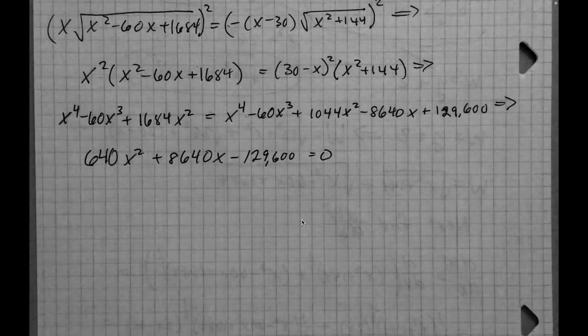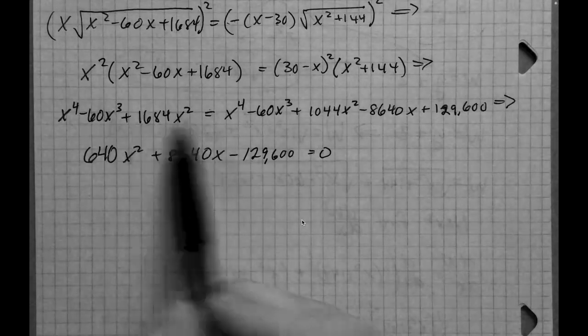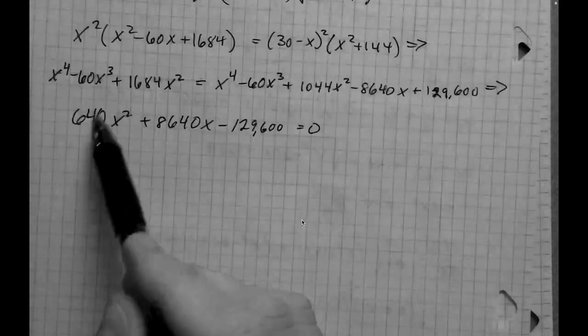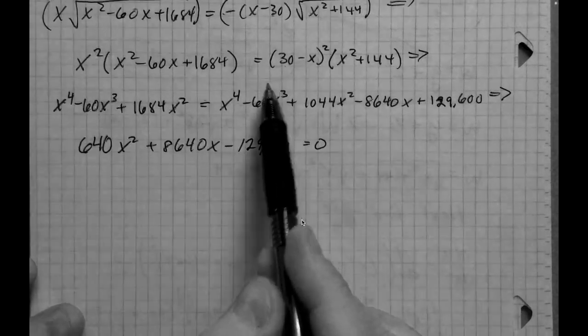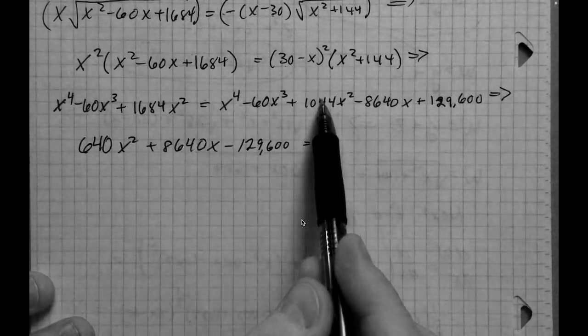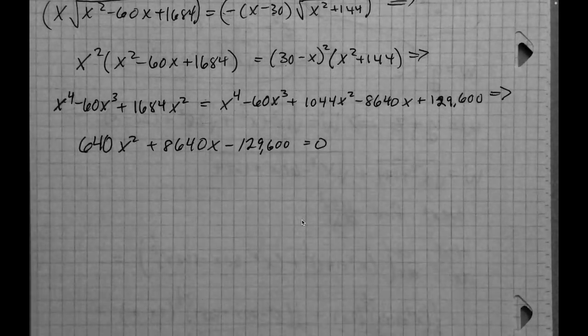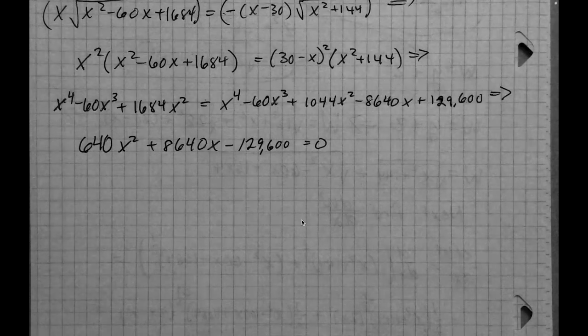I mean, you can see this is just algebra, right? You're just combining like terms. The x to the fourths drop out, the x cubes also drop out. The x squareds combine to get you this guy, 640. And then the other ones are basically the same, untouched.